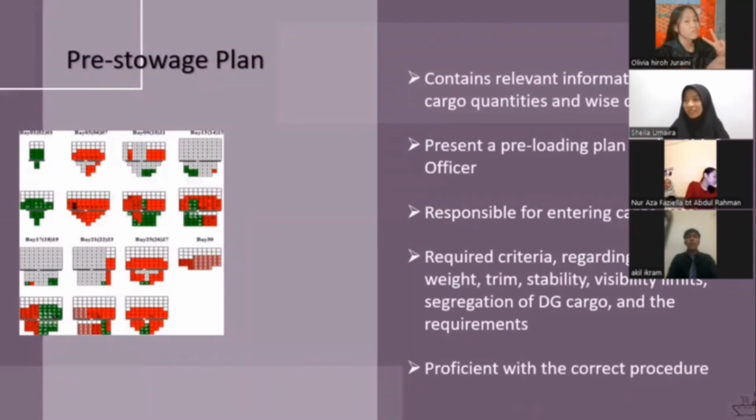So the next one is the pre-storage plan. The pre-storage plan contains relevant information about cargo quantities and weight distribution. It presents a preloading plan to the ship officer who is responsible for entering cargo data. It requires criteria regarding stack weight, trim, stability, feasibility limit, segregation of DG cargo, and the requirements. Also proficient with the correct procedure.